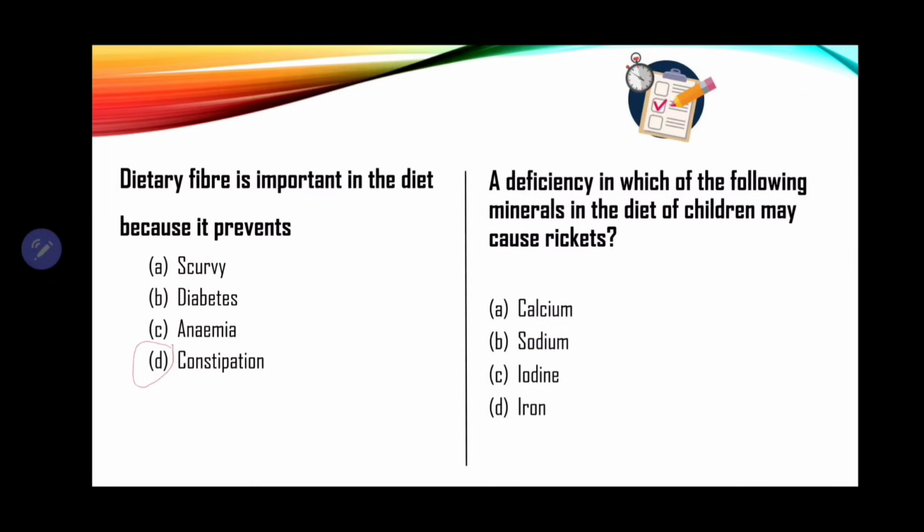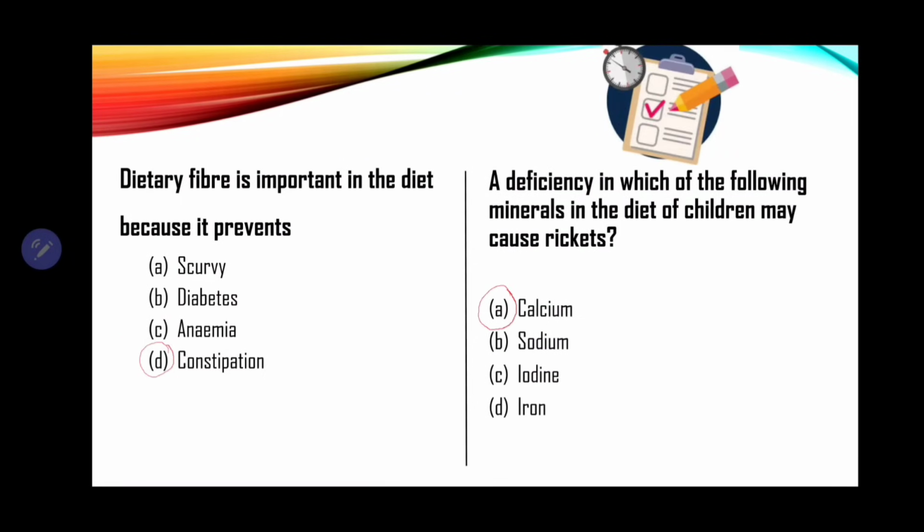Good. Next question. A deficiency in which of the following minerals in the diet of children may cause rickets? Now, what is rickets, guys? Remember, rickets is a deficiency disease that affects the bones. Now, which one of these nutrients aids in strong bones? So we have A, calcium, B, sodium, C, iodine, and D, iron. The correct answer here is calcium.